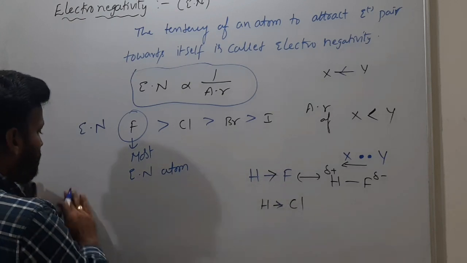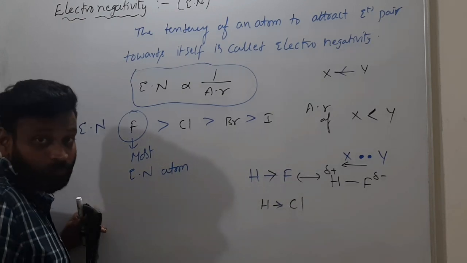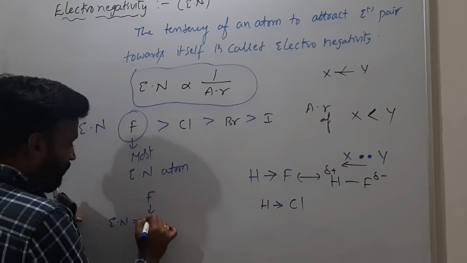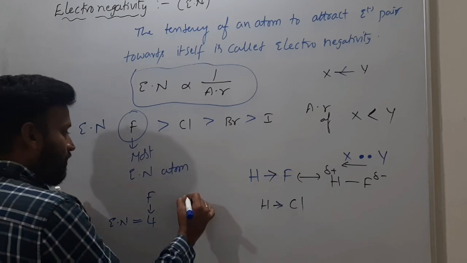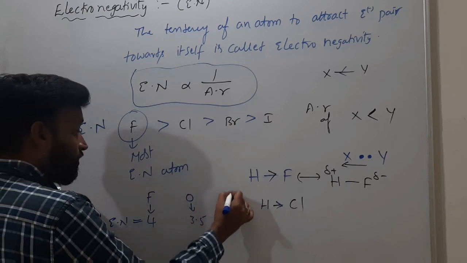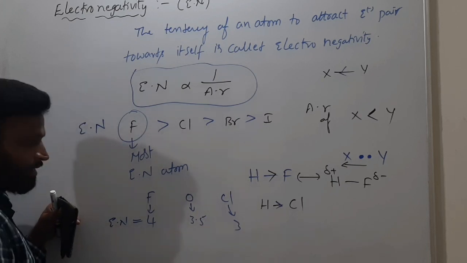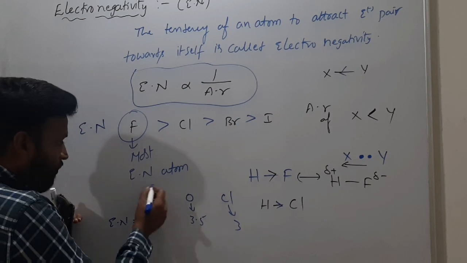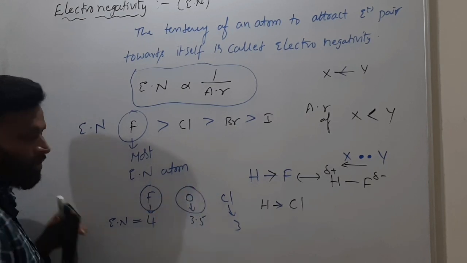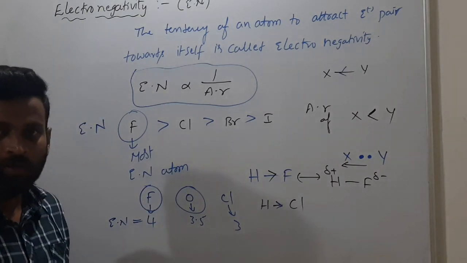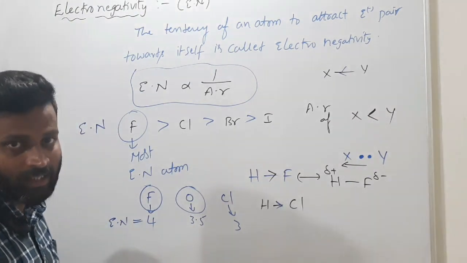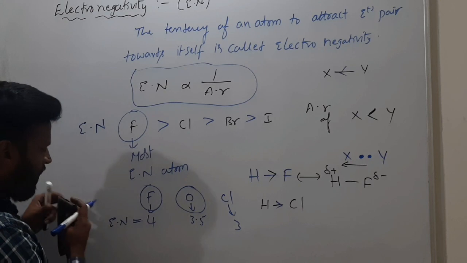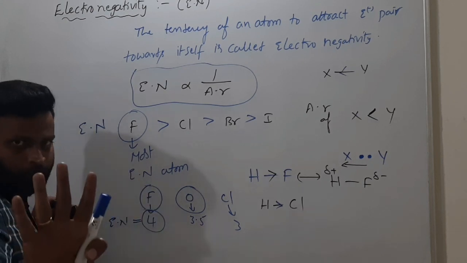We cannot say the halogen group has the highest electronegativities. Let me give the electronegativity values. Fluorine's electronegativity value is 4, oxygen is 3.5, then chlorine is 3. That means we cannot say halogens have the highest electronegativities, because after fluorine the second most electronegative atom is oxygen. Highest electronegativity value means 4 only.